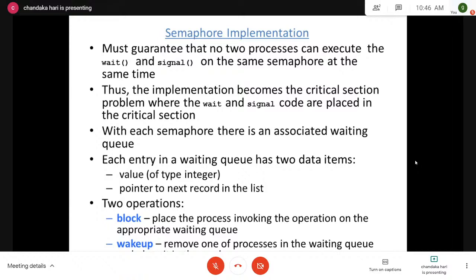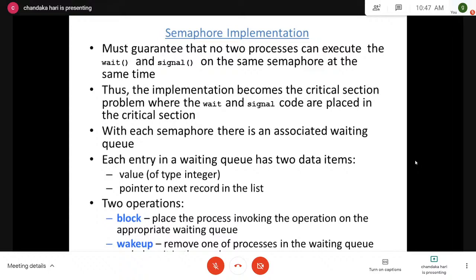The main disadvantage of the above solution is that it suffers from busy waiting. While a process is in its critical section, any other process that tries to enter the critical section must loop continuously in the entry code itself. The continued loop is clearly a problem in a real-time multiprogramming system. This is also called a spin lock, because the process spins in a while loop, waiting for the lock.